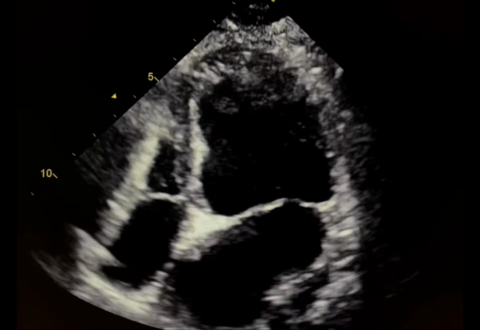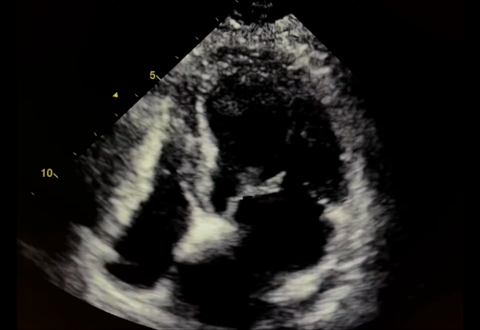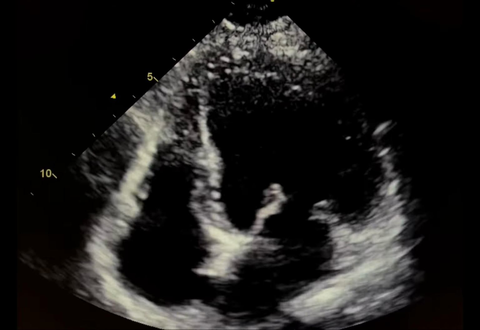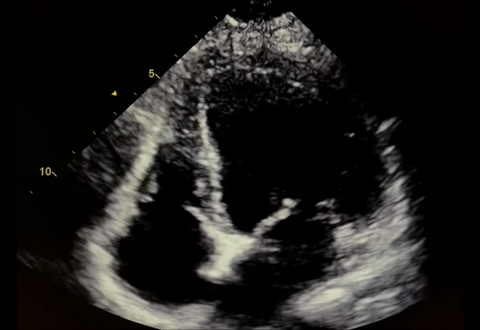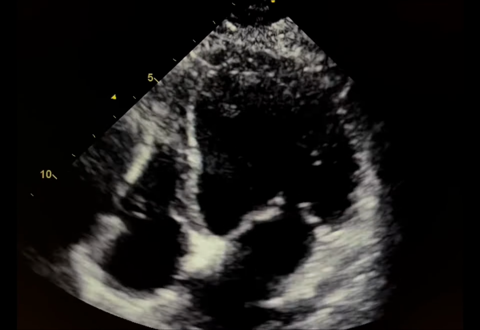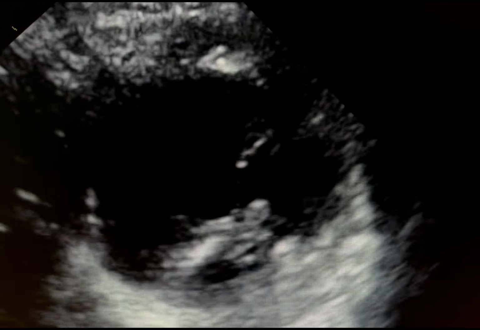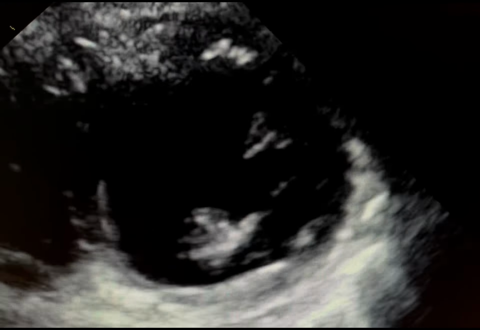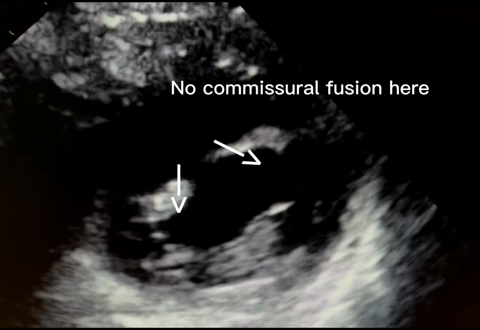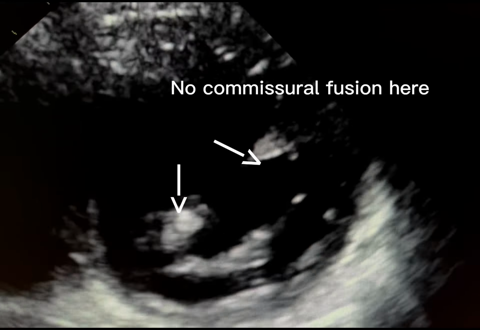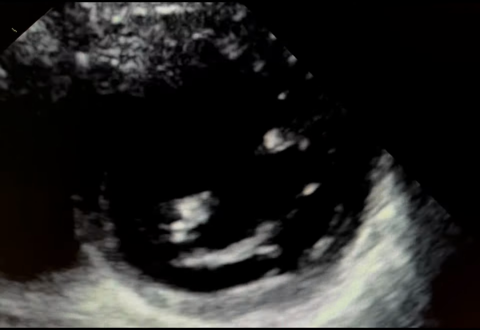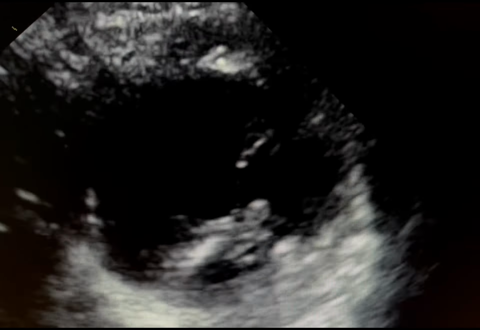Chordal thickening is a characteristic feature of rheumatic heart disease, whereas in radiation cardiotoxicity it's less common. And left atrial enlargement is more common in rheumatic heart disease. Commissural fusion is a hallmark of rheumatic valvular heart disease, whereas it is uncommon in radiation-induced heart disease. Pericardial thickening and myocardial dysfunction are more commonly seen in radiation-induced heart disease.